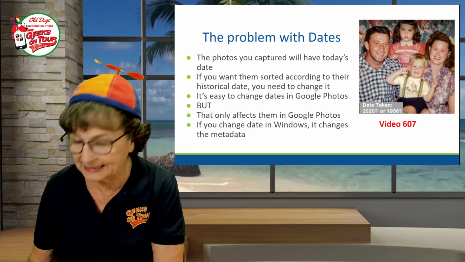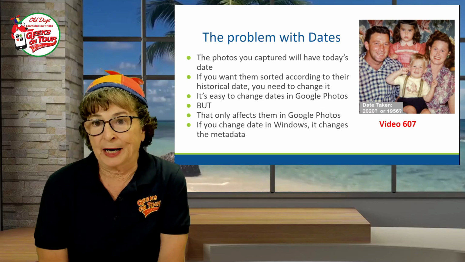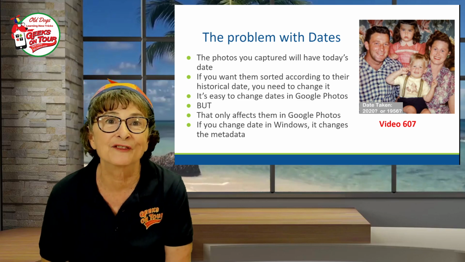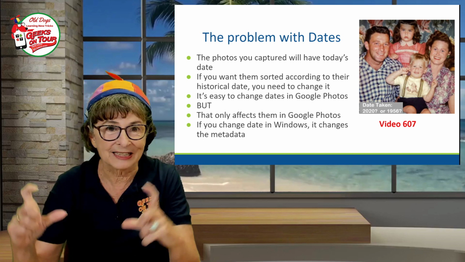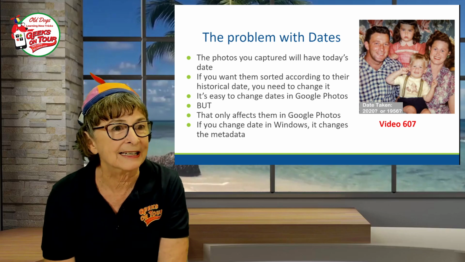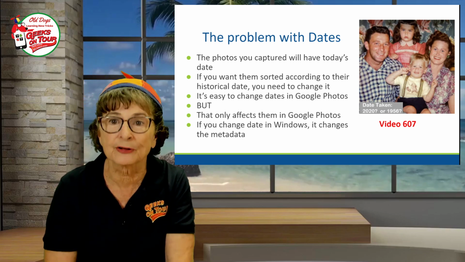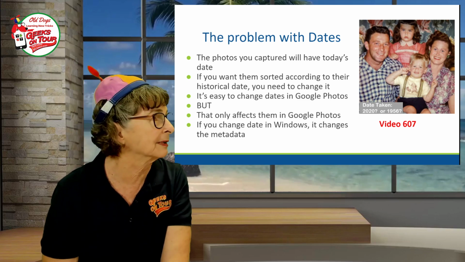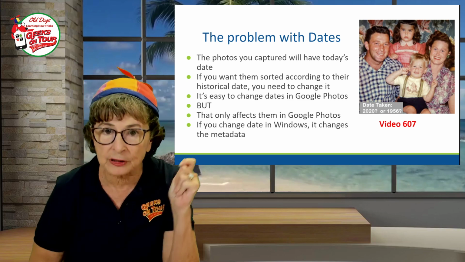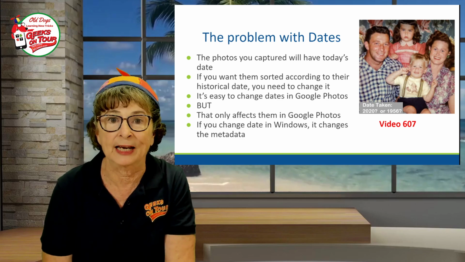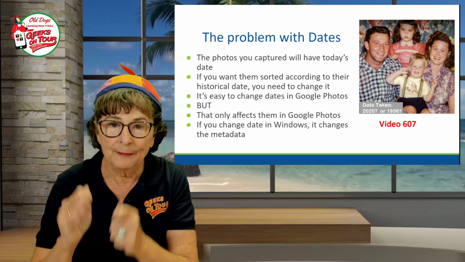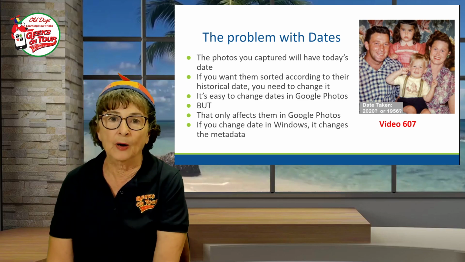Next comes dates. So this photo of Jim's family, was it taken in 2020 or was it taken in 1956? Well, the date I snapped that photo was in 2020, but the historical date of the original photo is probably 1956. And if you want to see them in your Google Photos library according to date, you need to change the date. It's very easy to do in Google Photos, but there's a catch, and there's a video on this. All right.